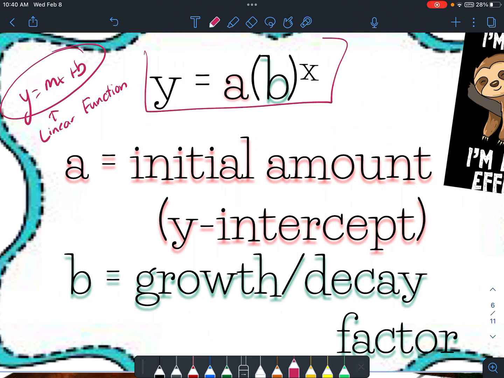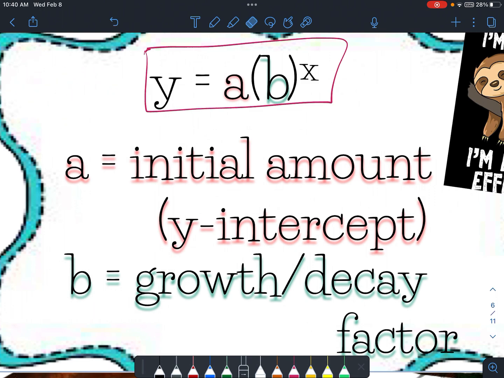This guy is its equivalent, right? The y equals a times b to the x is the equivalent to the y equals mx plus b. It's super familiar. It's super common. You guys are going to become very familiar with it and know it really well. And this is what everything stands for.